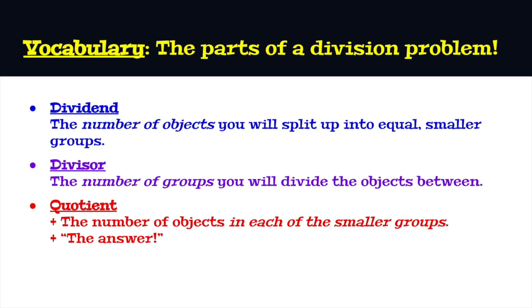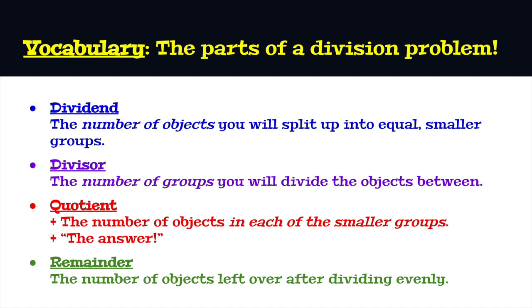Finally, I have the quotient. The number of objects in each of the smaller groups is the answer. Sometimes you have some left over. I would call that a remainder. This is the number of objects left over after dividing evenly. The remainder should always be smaller than the divisor.